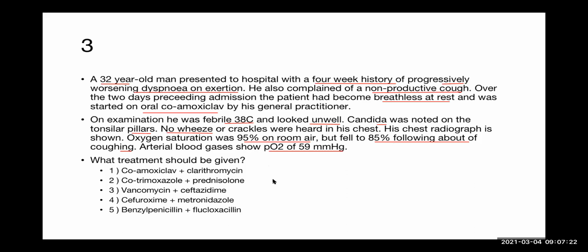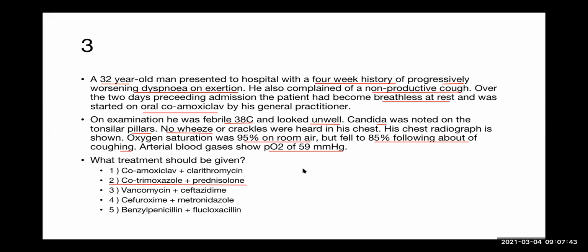So what is your choice now? Which treatment should be given? Cotrimoxazole. Cotrimoxazole with prednisolone, isn't it? Yes. It is number 2 choice. It is absolutely correct.